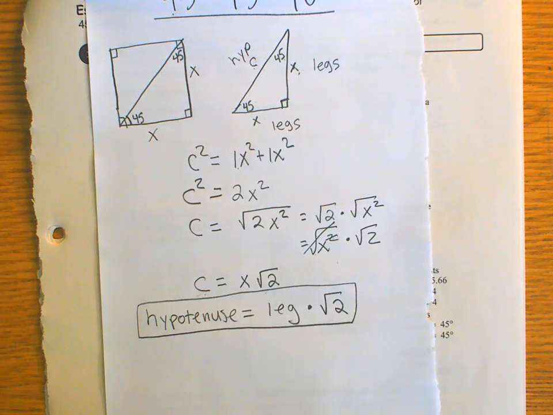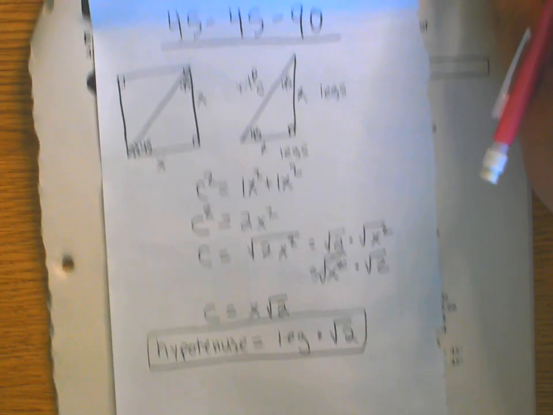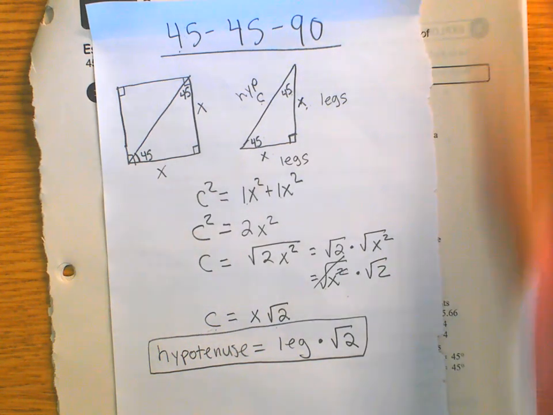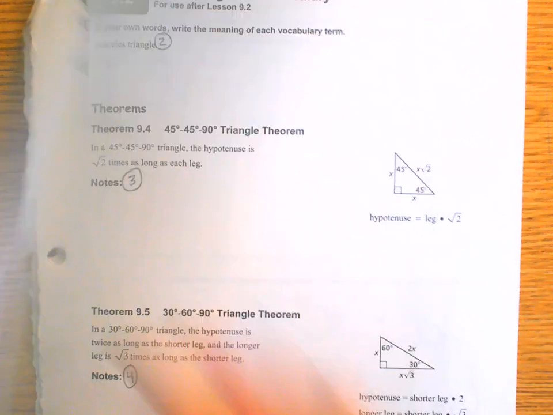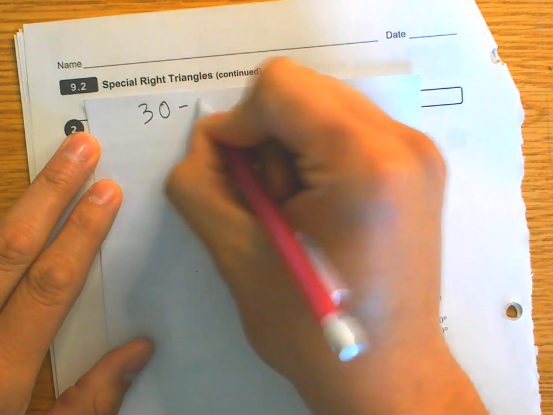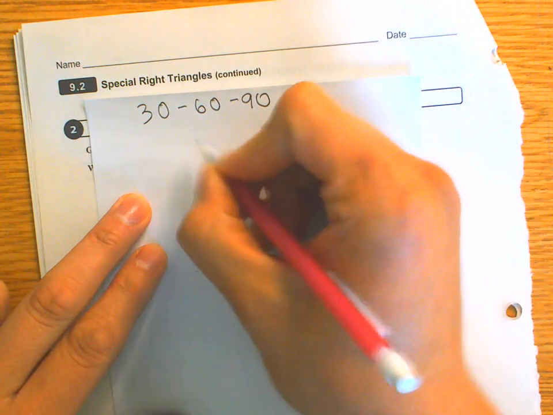All right. Let's look at the next relationship. The next relationship is going to be for a 30, 60, 90. Okay, so turn the page. And this is going to be for a 30, 60, 90 degree triangle.